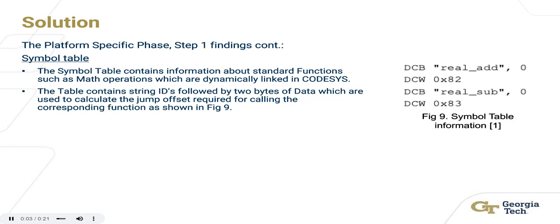Finally, the symbol table. The symbol table contains information about standard functions such as math operations, which are dynamically linked in CODESYS. The table contains string IDs followed by 2 bytes of data, which are used to calculate the jump offset required for calling the corresponding function, as shown in Figure 9.